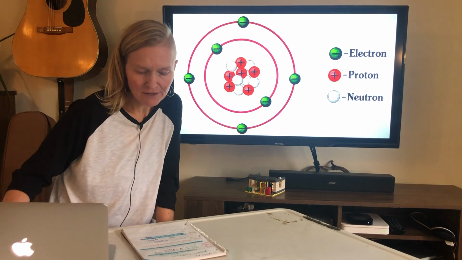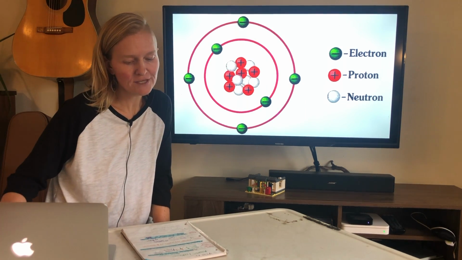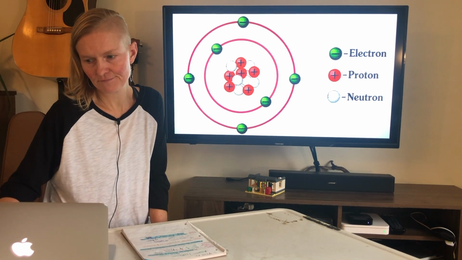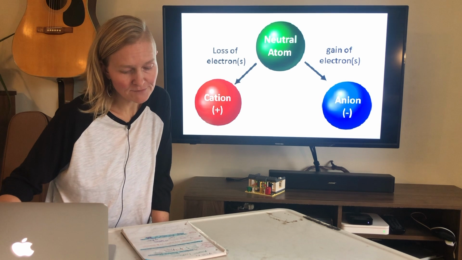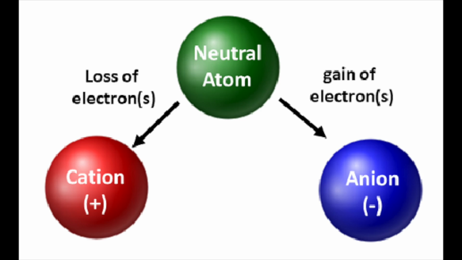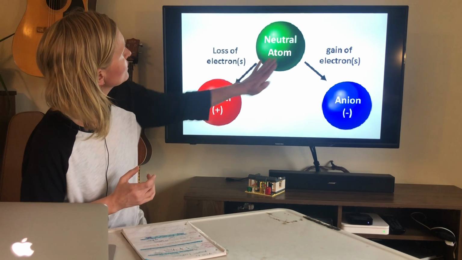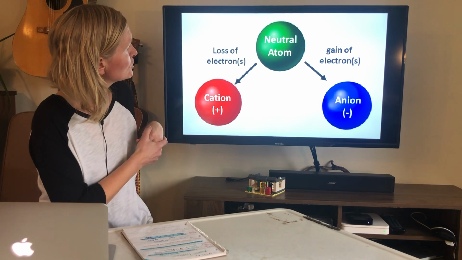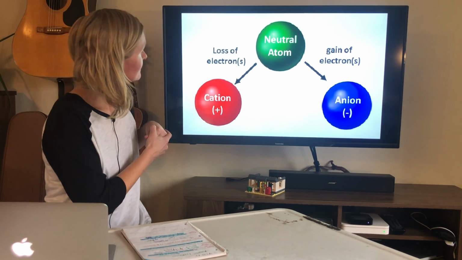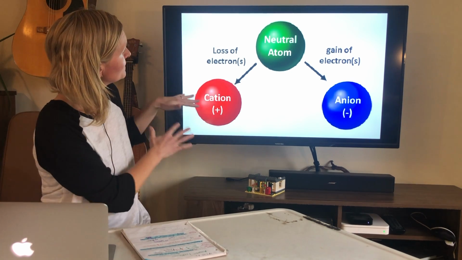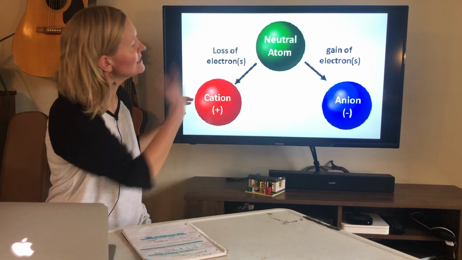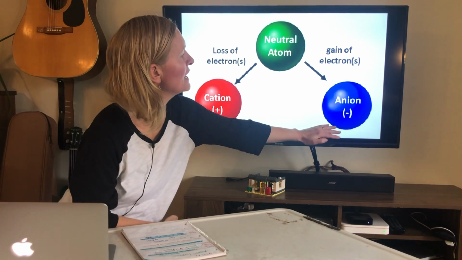Sometimes an atom can lose an electron, giving it a positive charge, and that would make it a cation. Sometimes an electron can be added to an atom, giving it a negative charge, and this would make it an anion. So here we have a neutral atom, like carbon, and if it loses an electron from its outer shells, it will have an overall positive charge and it will become a cation. If it gains an electron somehow, it will become an anion.